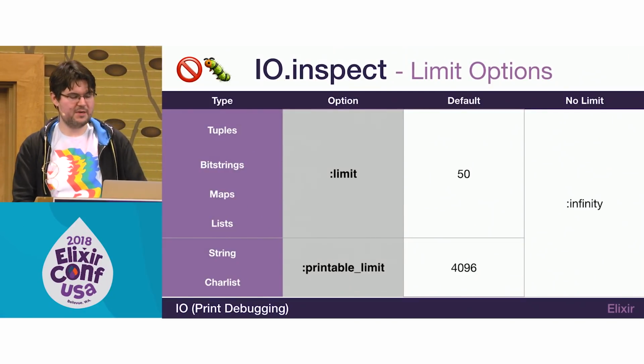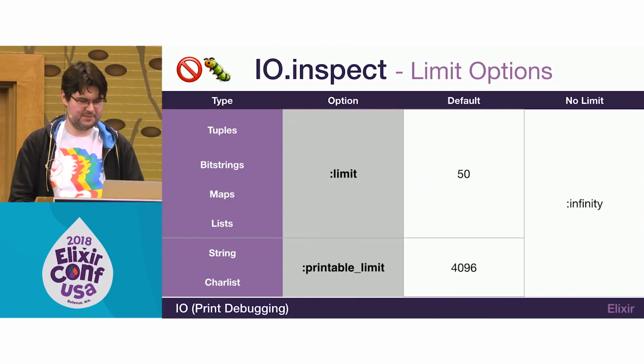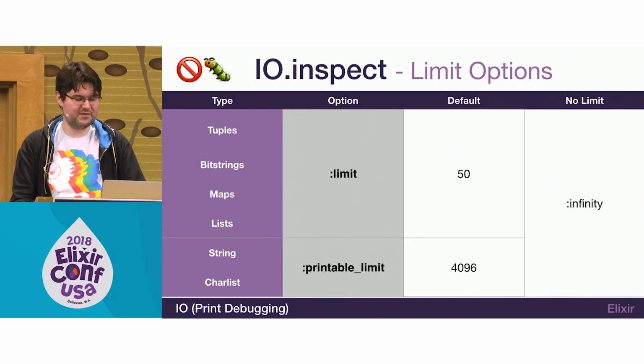By default, IO.inspect limits text to 4 kilobytes, while for collections it is only 50 elements. In both cases, you can completely turn off the limits with the atom :infinity. Of course, you're just going to print a lot of text, and you're probably going to slow your code down doing that.